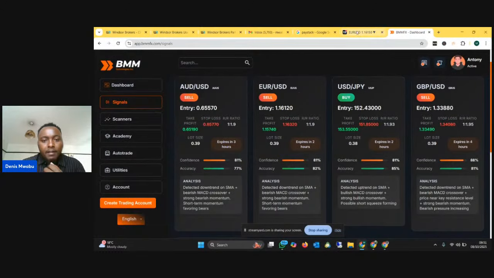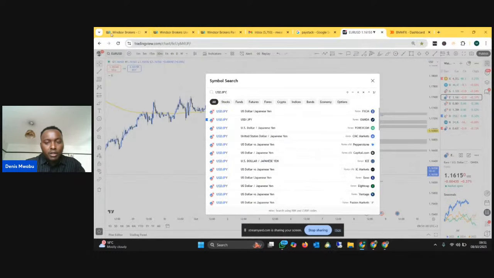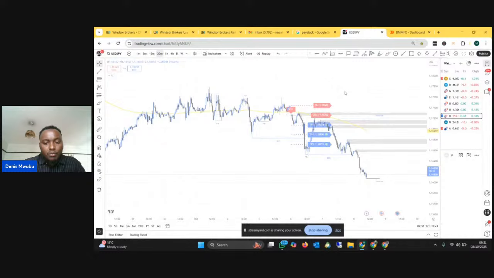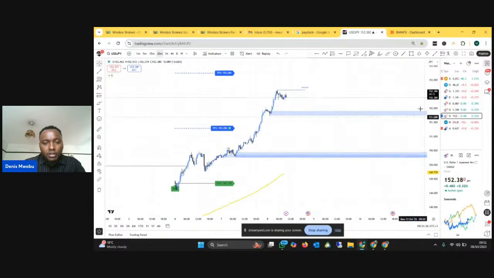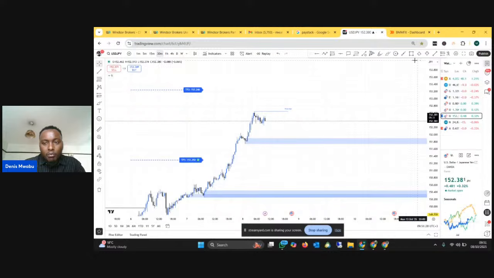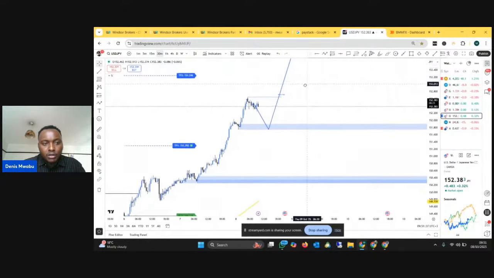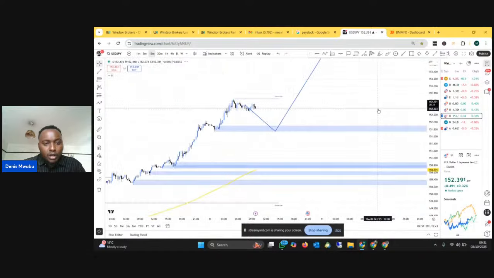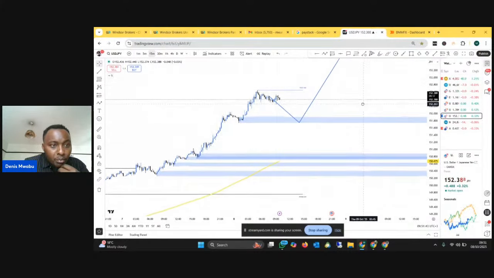USD JPY buy. Let's see, just to make sure that on JPY we look for a buy. I think the buy is solid, but we need to see a pullback for us to continue pushing up.